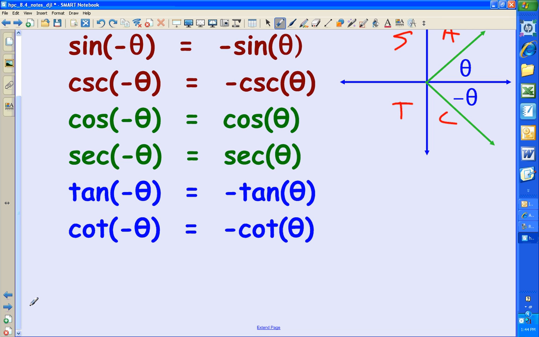Any questions on any of these? Blue, green, or reddish brown? Everybody good?